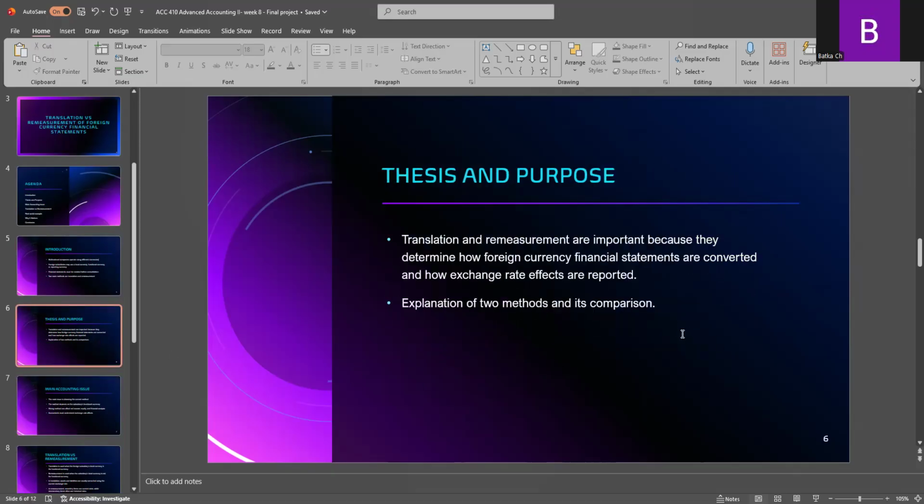My thesis is that translation and remeasurement are important because they determine how foreign currency financial statements are converted and how exchange rate changes are reported in the financial statements. The purpose of this presentation is to explain both methods, compare them, and show why they matter in the real world.